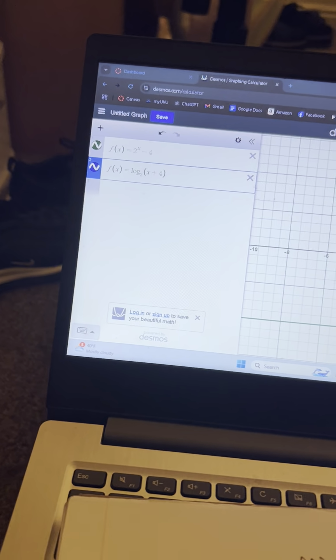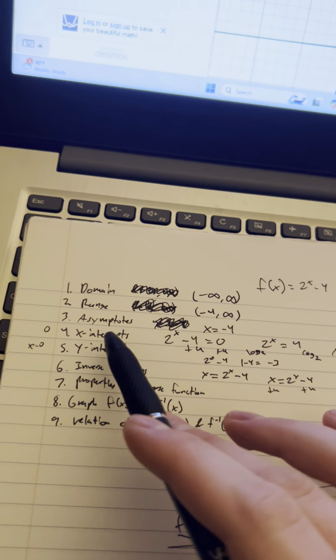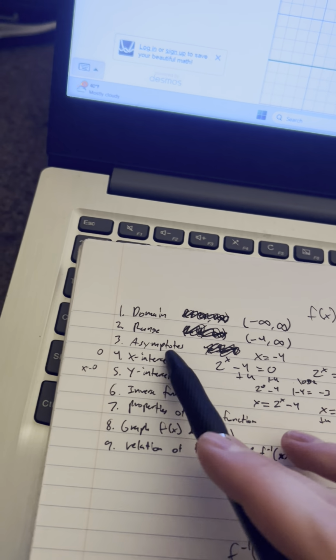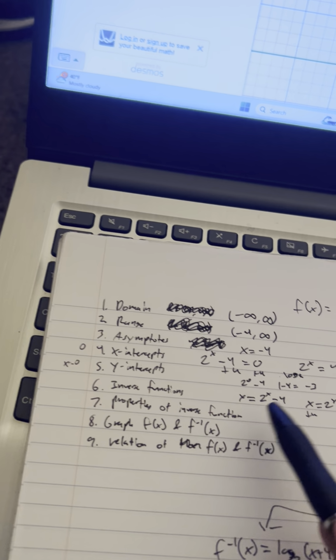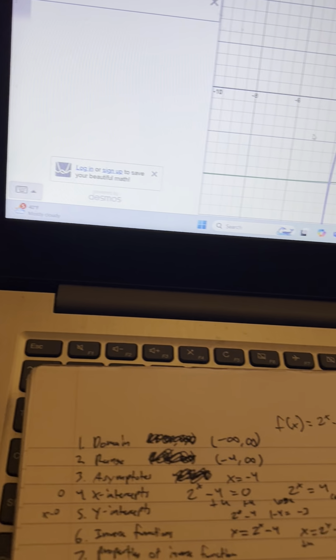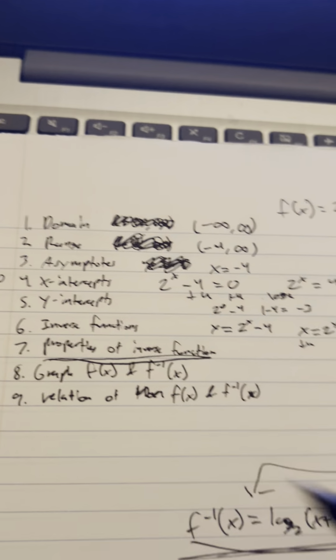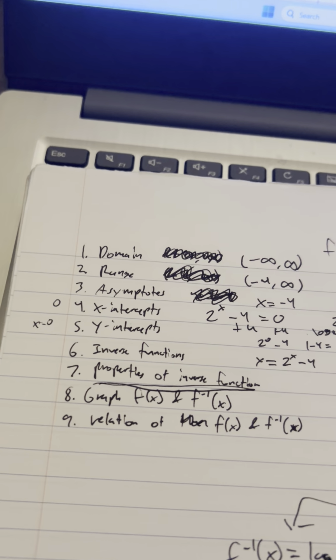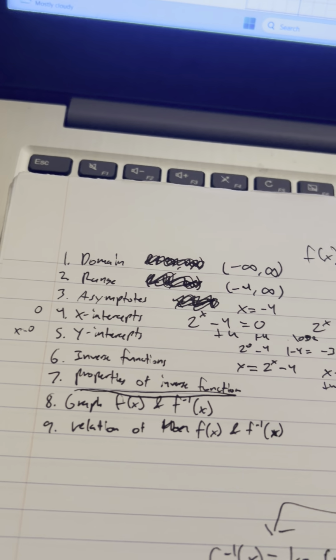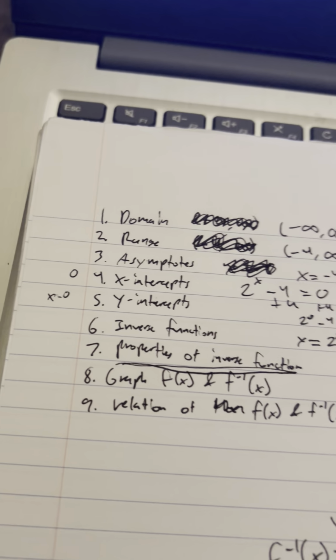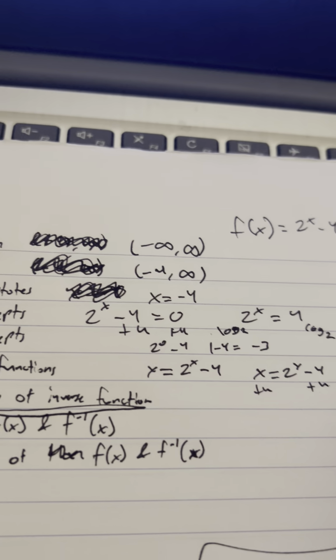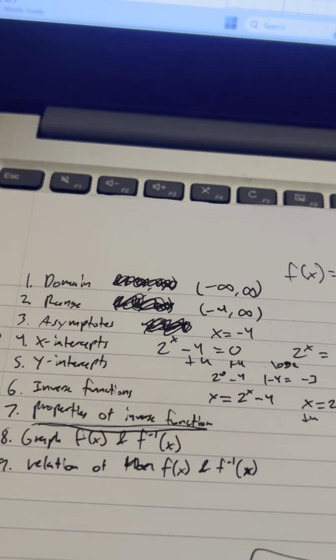So we have found the domain of the initial function. We have found the range of the initial function, the asymptote of the original function, the x and y intercept. We have found the inverse function, the graph. We have graphed both the functions, and we found the relationships. The last step is going to be finding the properties of the inverse function. Now, the reason I left this for last is because we have actually already found all the properties of the inverse function. Because this is inverse of this, all the other properties are just opposite, if that makes sense.